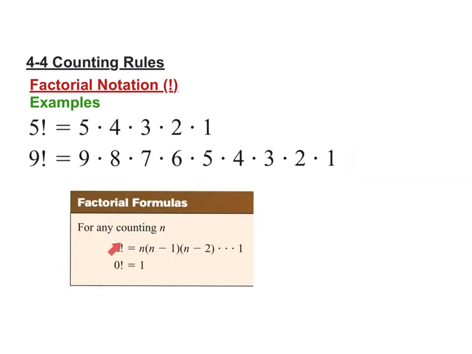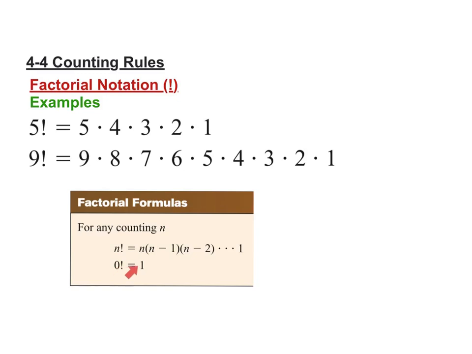Any number, n factorial, is n times n minus 1 times n minus 2. So like if 9 was n, I'd subtract 1 for the next one, I'd subtract 2 from it for the one after that, I'd subtract 3 from it for the one after that, all the way down to 1. Okay. And then we make up 1.